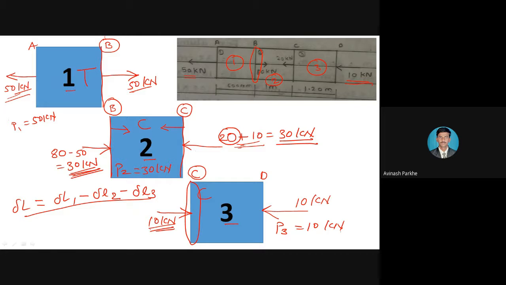जसं मी सांगितलं that point B is common in between section 1 and section number 2. So the effect of this particular 50 kilonewton force also we have to consider here. Similarly, this point C is common in between section 2 and section number 3. Therefore, the effect of this particular 10 kilonewton force also we have to consider in section number 2. And then we have to make addition, subtraction, and calculate its magnitude, and then use that particular P1, P2, P3 in the further calculations.